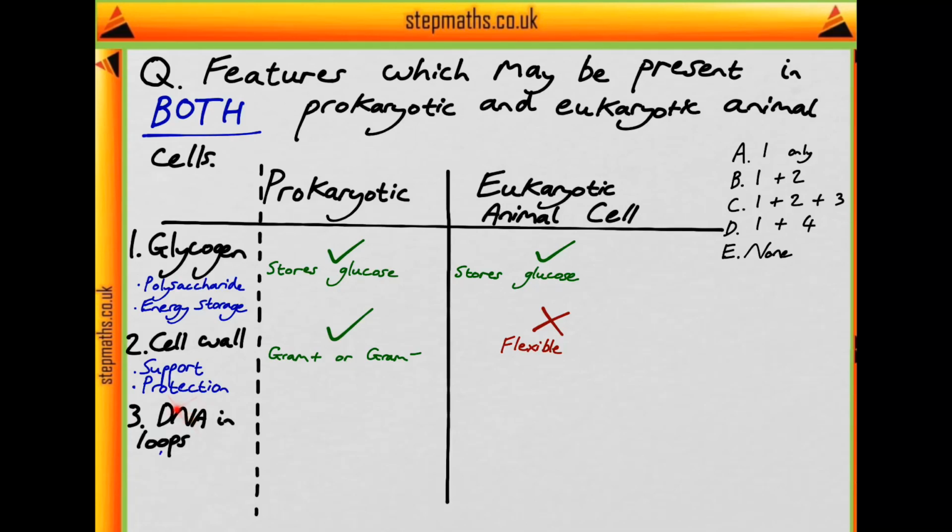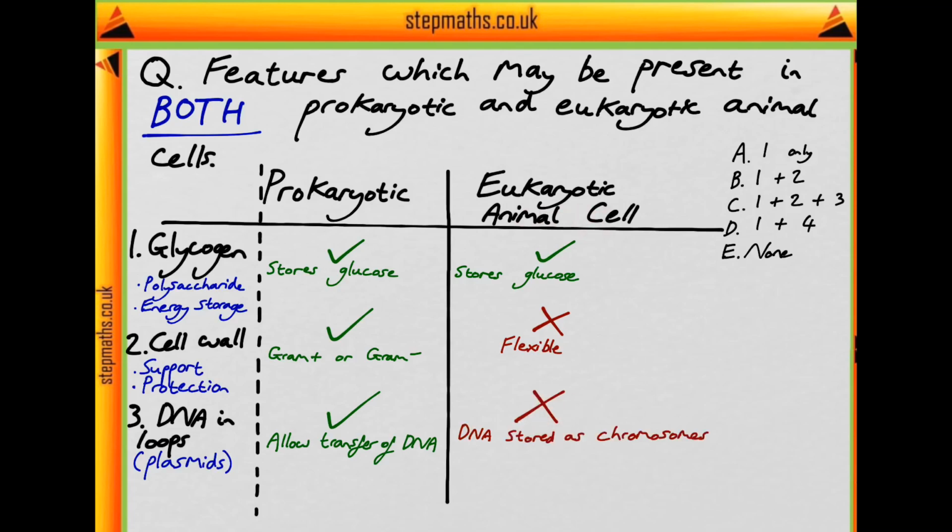Our next feature is DNA in loops. Do you know a word which describes DNA in loops? Plasmids. Plasmids are literally just loops of DNA. Plasmids are found in prokaryotes, and they allow the transfer of DNA, because the DNA in bacteria is stored in these rings of DNA, plasmids, and can be transferred between bacteria via an organelle called a pilus. Eukaryotic cells lack plasmids because the DNA in eukaryotes is instead stored as chromosomes, and a chromosome is essentially just DNA wrapped around proteins called histones.